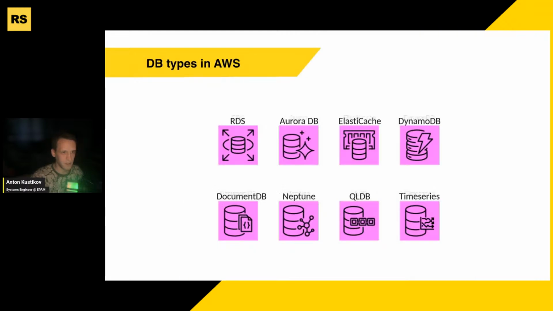Okay, let's move on and have a look at the database types in the AWS. I'm not sure if I put all of them, but still, it may be the vast majority of the database services in the AWS. So the first one is RDS, so just a relational database.